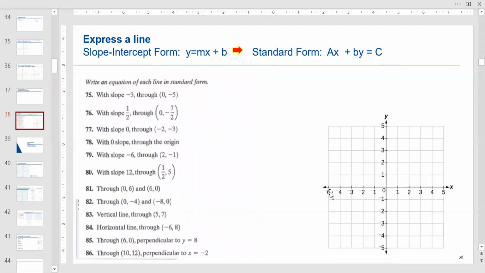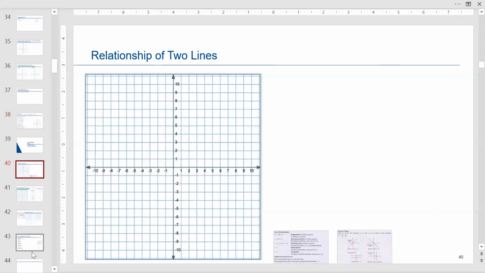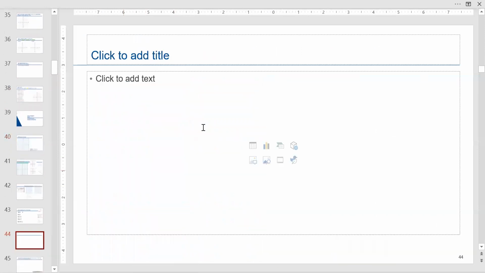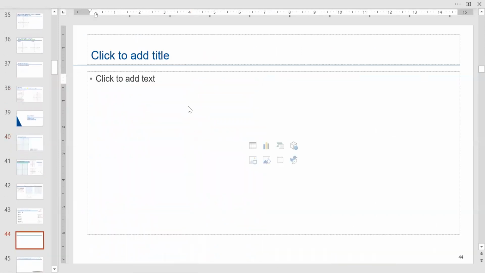Where I got. All right, let's see this one now.